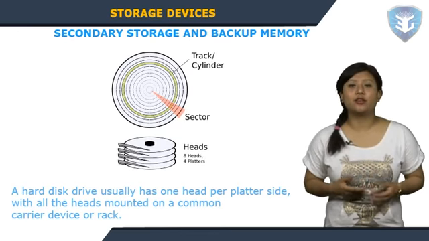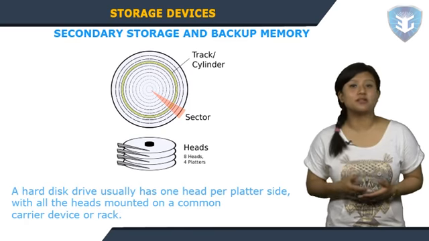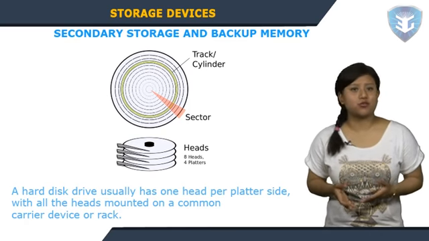The heads move radially across the disk in unison. They cannot move independently because they are mounted on the same carrier or rack, called an actuator.